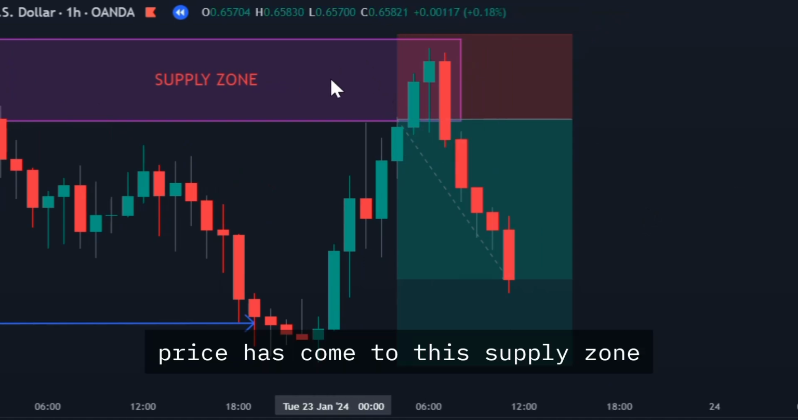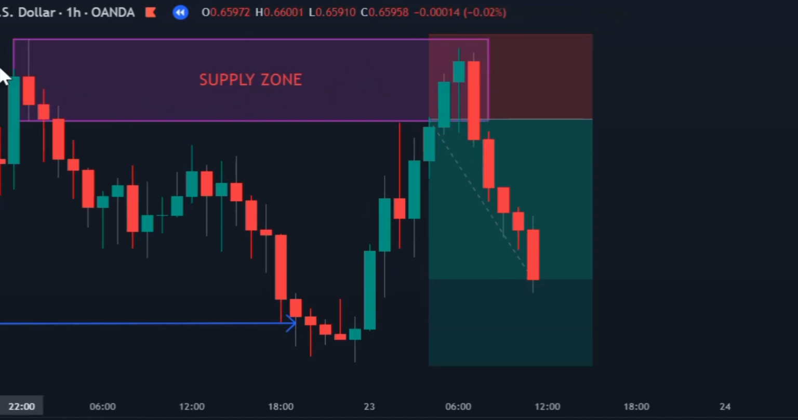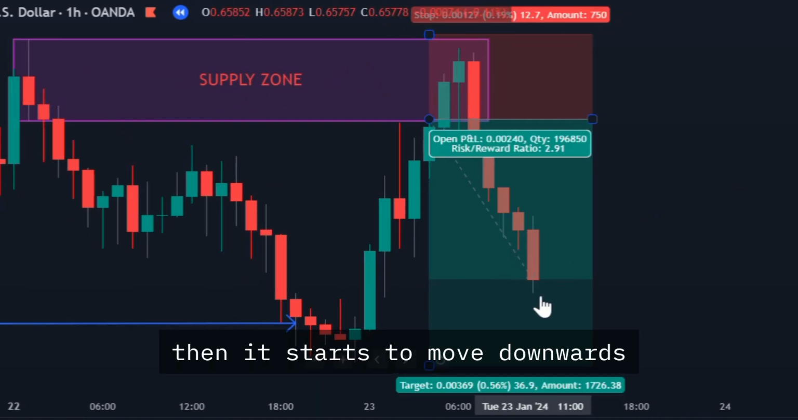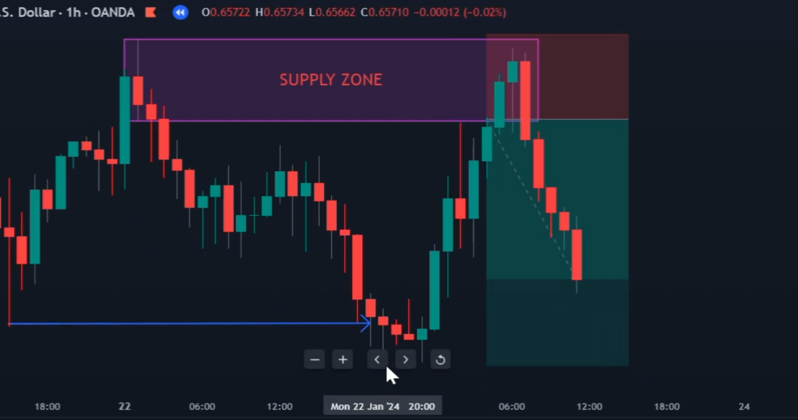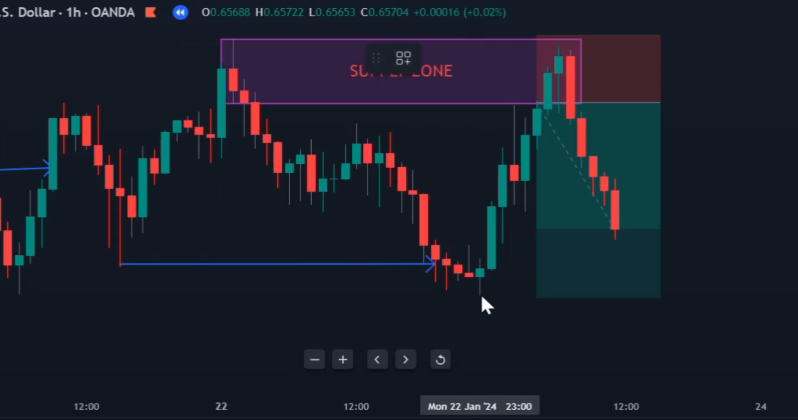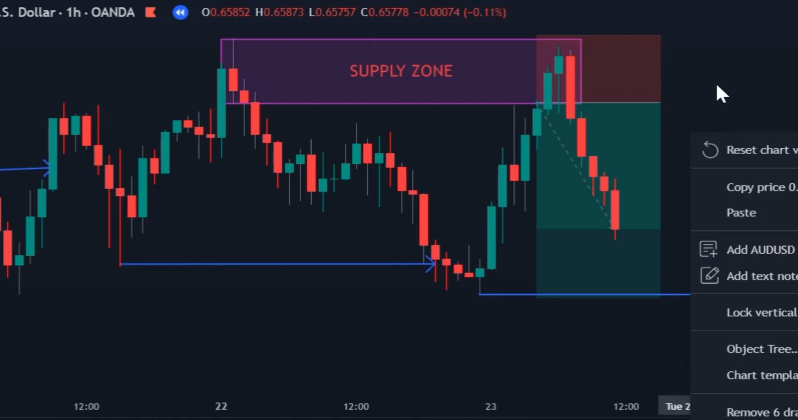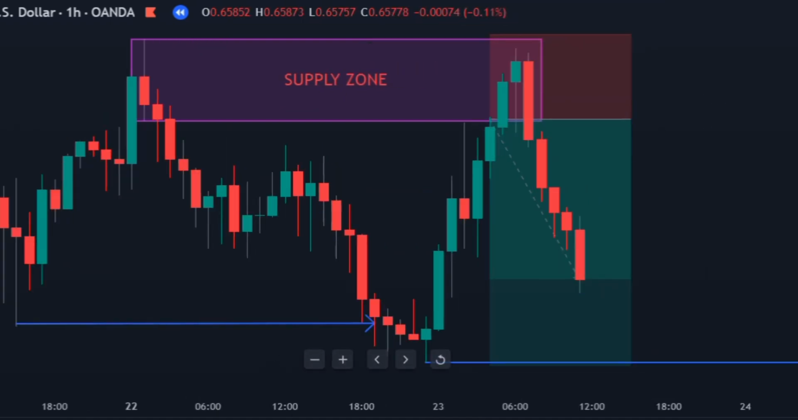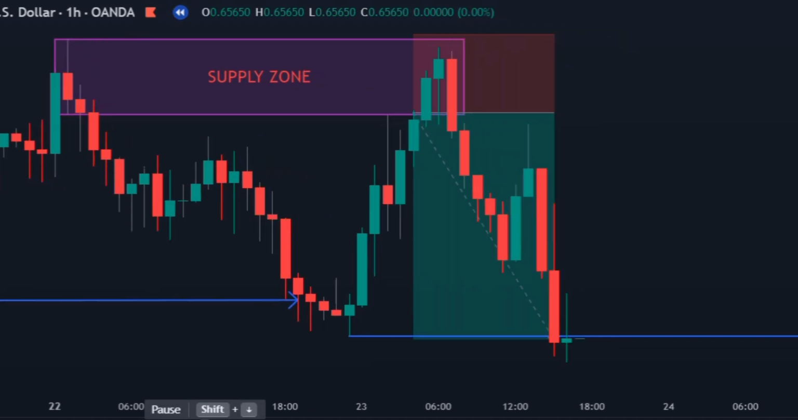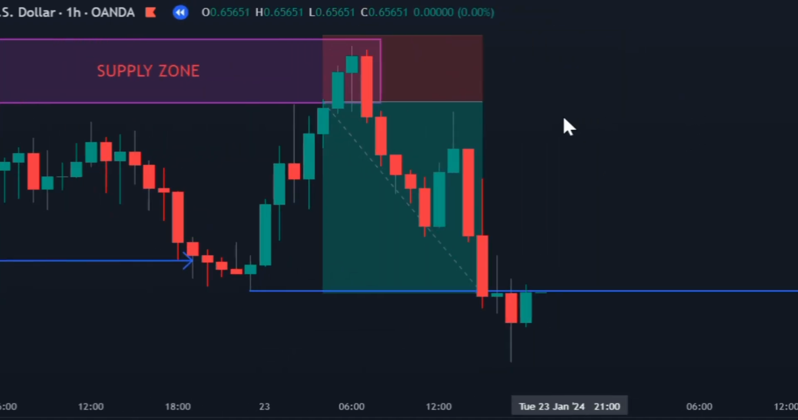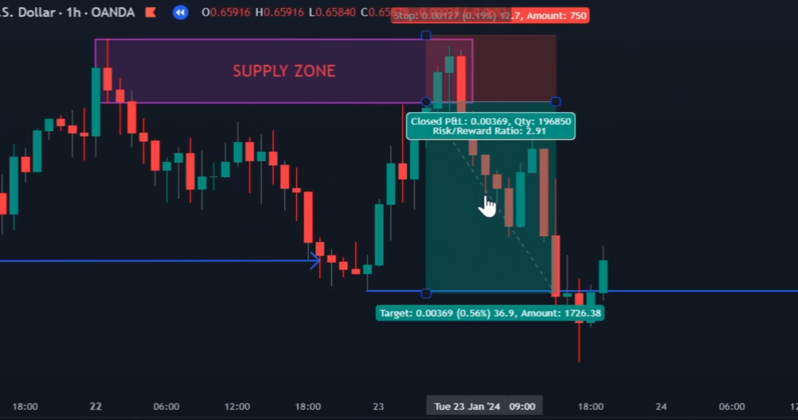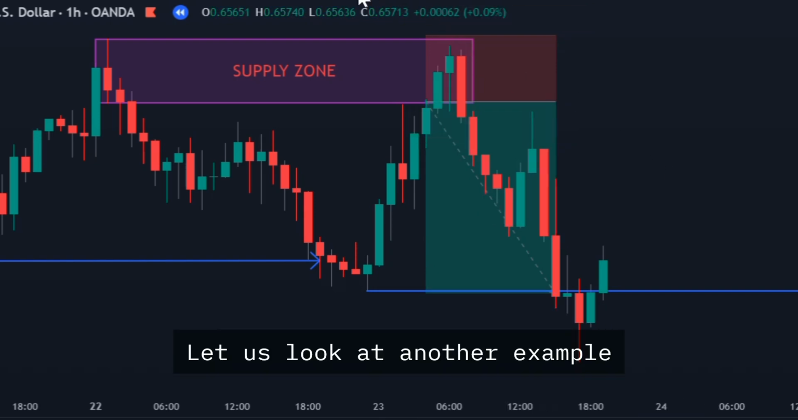So you can see price has come to this supply zone. It touched the zone, then started to move downwards. What is our target? We are targeting this low. Let's see how it goes. Boom. That's the first example. Let us look at another example.